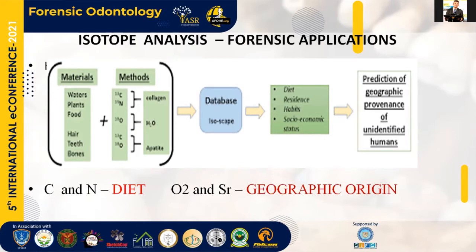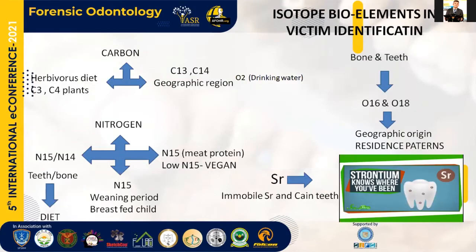So it is usually carbon and nitrogen which reflect the diet of an individual, and oxygen and strontium isotopes which reflect the geographic origin of that particular individual. If you look at this particular slide, I'm talking about carbon. So how is carbon going to help in identification?